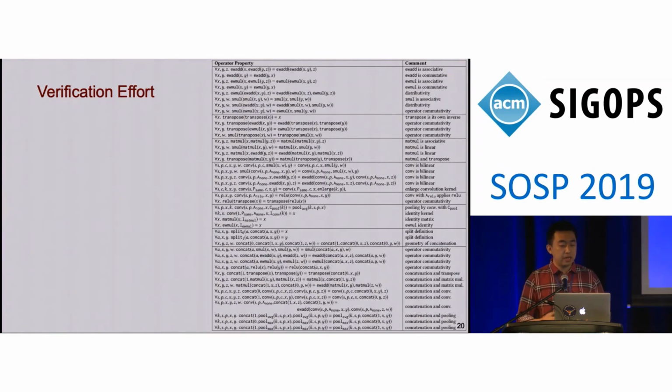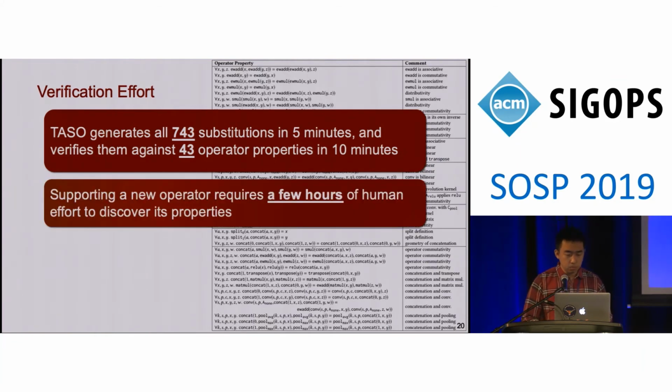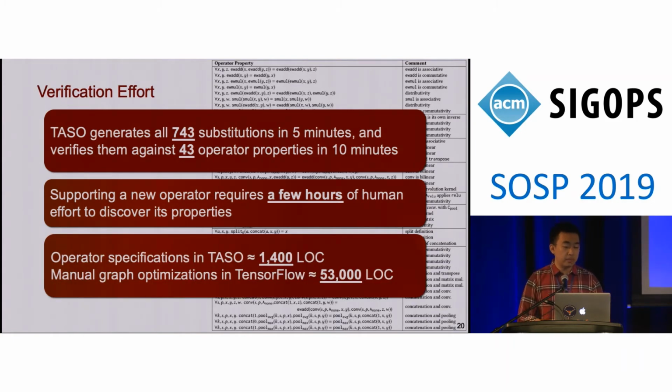And we have designed 43 different operator properties. And in terms of the generation and verification time, TASO can generate all 743 substitutions in 5 minutes and can verify them against 43 operator properties in 10 minutes. And one interesting observation is that it turns out all generated substitutions are correct and can be formally verified by our verifier. And this also means that the fingerprinting is very efficient in discovering useful graph substitutions. And supporting a new operator requires a few hours of human effort to discover its properties. And again, we require significantly less engineering effort to describe these graph optimizations.